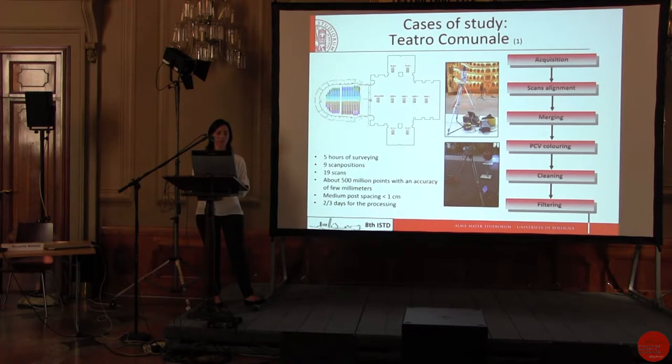In this case, the geomatic surveying took 5 hours. We made laser scanning by 9 different scan positions with the laser in vertical attitude, and also with the principal axis horizontal by a special cradle in order to acquire also the ceiling of the theater. And we realized 19 scans, and this is the processing flow chart on the right. And after the phase of scans alignment, we obtained a point cloud of 500 million points with an accuracy of few millimeters.